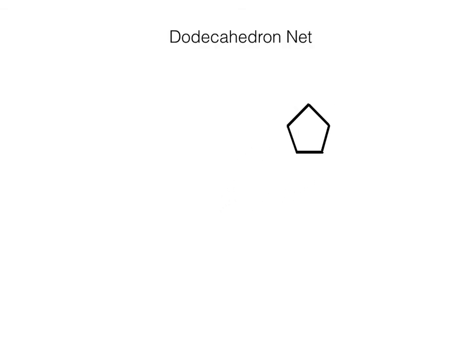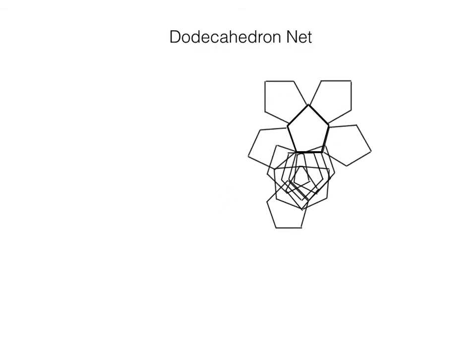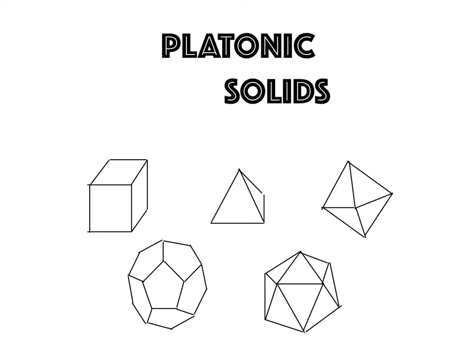This is what the dodecahedron net looks like. It's basically like 2 flowers.